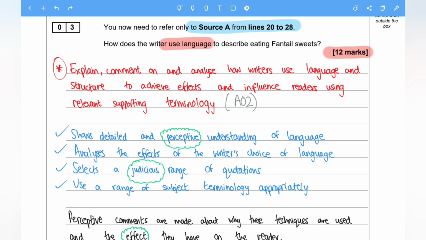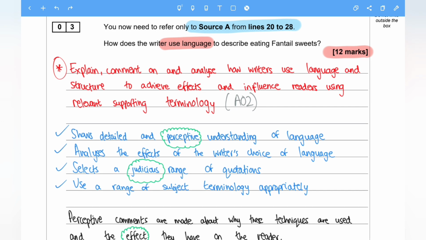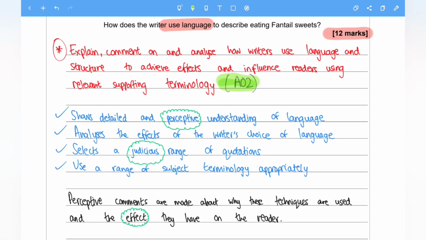And the skill that's being assessed here is assessment objective 2. So what is assessment objective 2? It's the following. Explain, comment and analyze how writers use language and structure to achieve effects and influence readers using relevant supporting terminology. So the question itself is asking you to analyze language and how it's used for effect as well, and how is it effective. So there's certain things that you need to consider when answering this question, and they include the following.